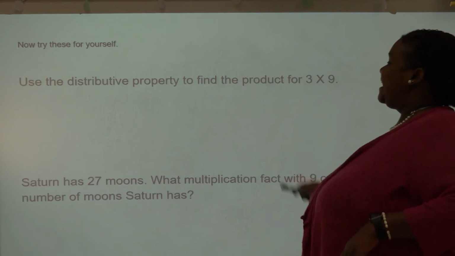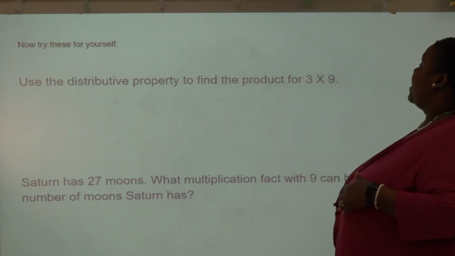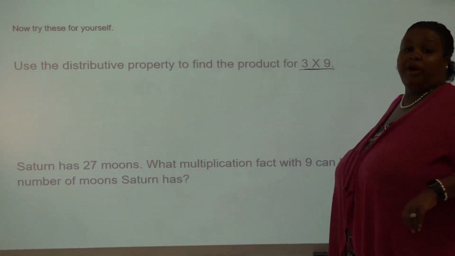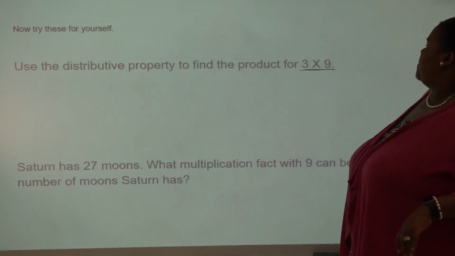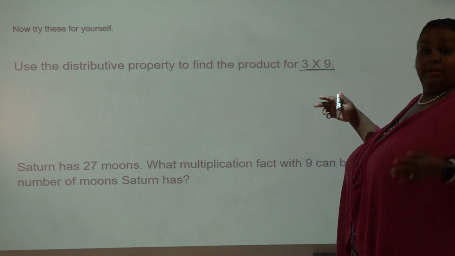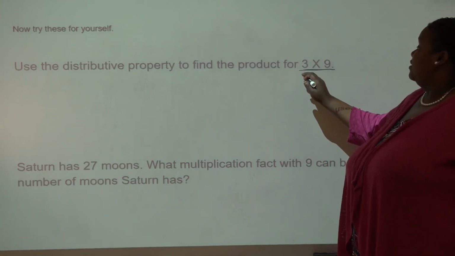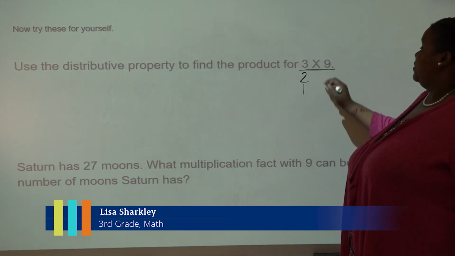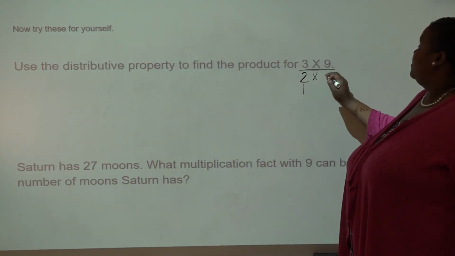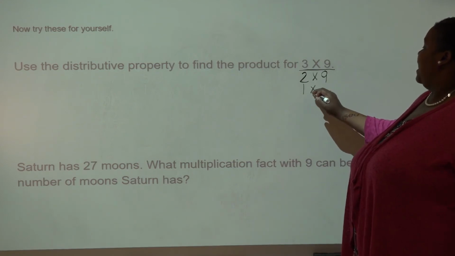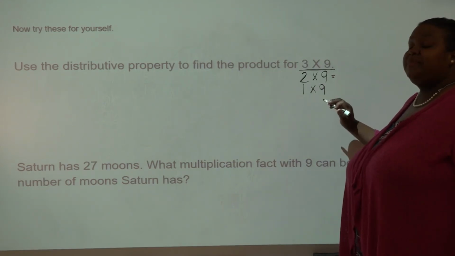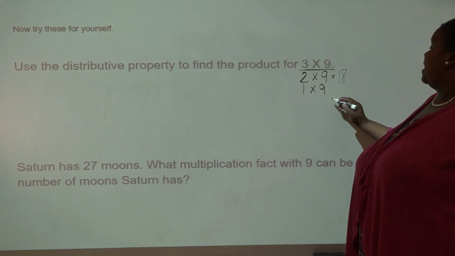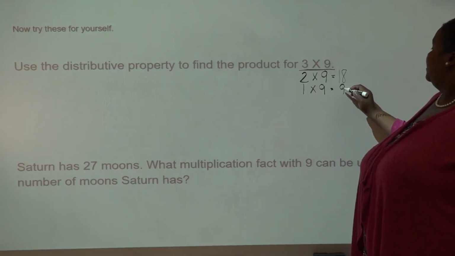All right, let's check. Use the distributive property to find the product for 3 times 9. So let's see which one we want to break apart. Let's break apart the 3. Let's make that 3 into a 2 and a 1. Okay? So now I'll bring down this 9. 2 times 9 and 1 times 9. 2 times 9, 18. 1 times 9, 9.